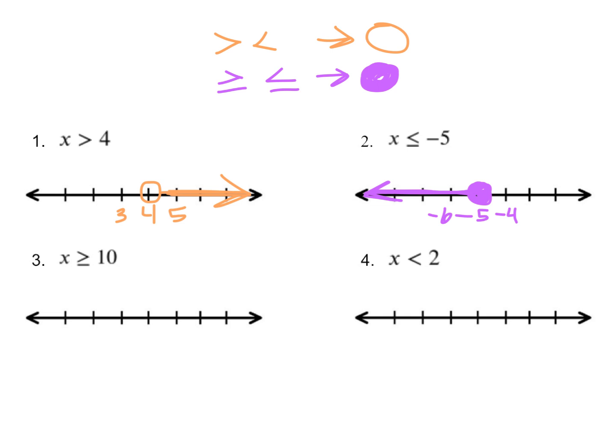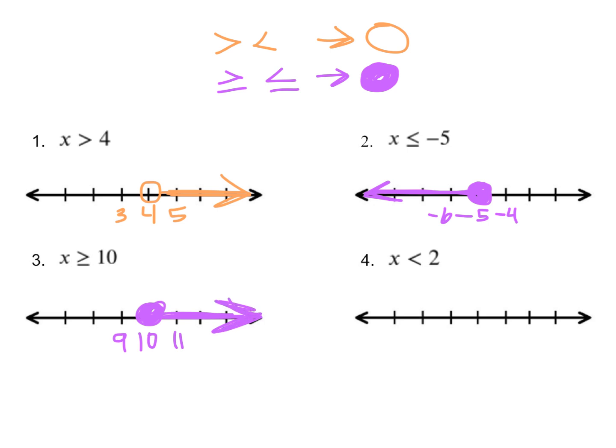For the next one, I see another greater than or equal to 10, so that's going to be a closed circle. So you're going to put 10 on your number line. So I'm going to go 9, 10, and 11 on my number line. Closed circle on 10. And x is greater than, so pointing to the right, values to the right of 10.